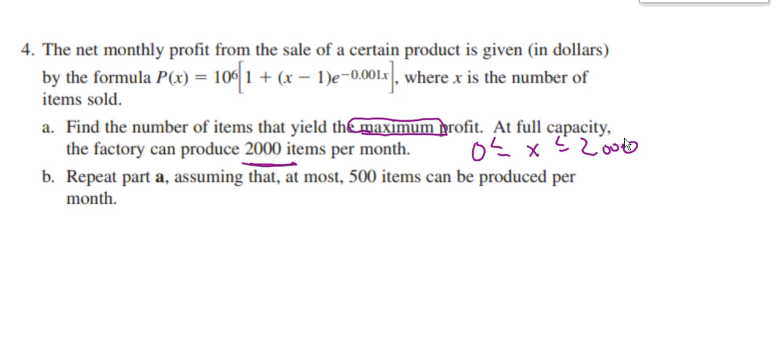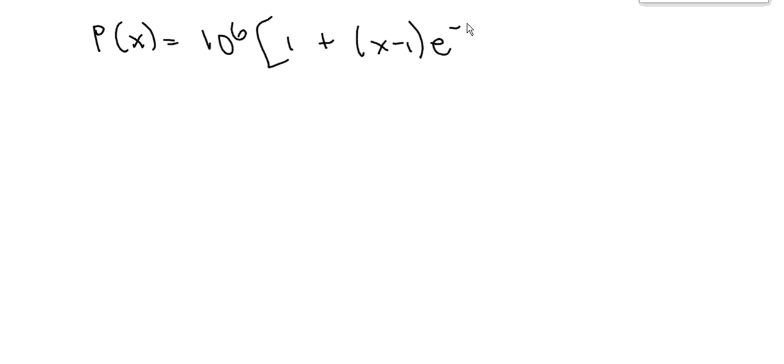So let's go ahead and do the first step: we need to take the derivative of the function in order to determine critical values. So the function, P of x, is 10 to the 6 times 1 plus (x minus 1) e to the negative 0.001 x.